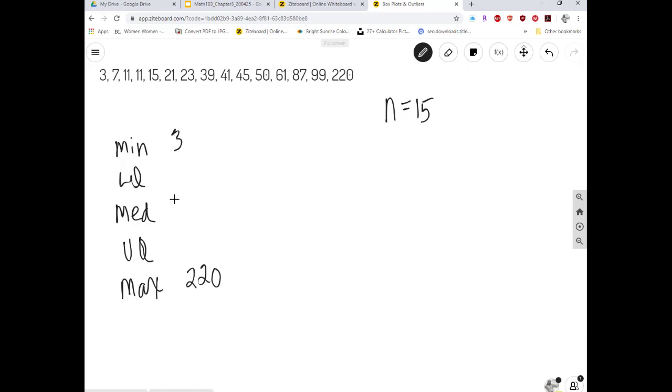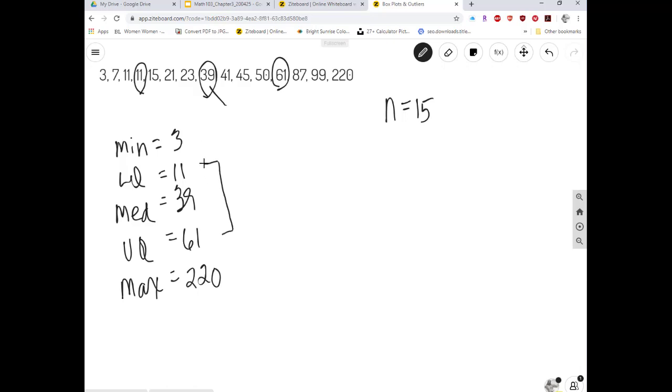My lower quartile, or let's do my median first. Okay, so 1, 2, 3, 4, 5, 6, 7, 8. My median is 39 because that is exactly in the center. Now I need to find the number that is exactly in between here. So that is going to be 1, 2, 3, 4. It's going to be 11 here. And on this side, it's going to be 1, 2, 3, 4. It's going to be 61 here. Okay. And so let's see what's going on so far.